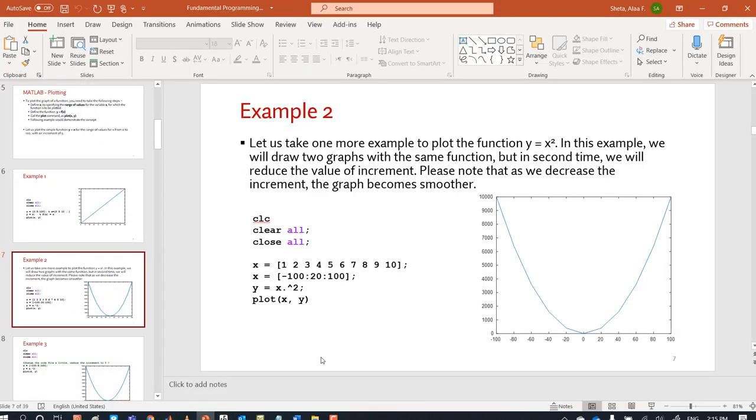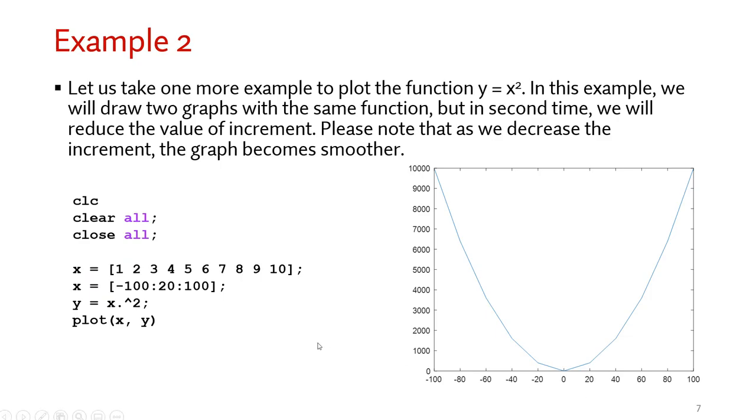Now let us take one more example here to plot a function y equal x squared. In this example, we will draw two graphs with the same function, but the second time we will reduce the value of the increment, and then we will plot the function again. So here, as you can see, we define x as values from 1 to 10. We can change the value as we need, and then x equal to here minus 120, and then we make the plot.